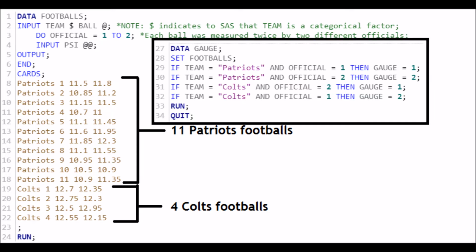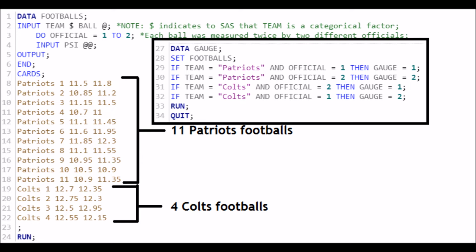Additionally, the Wells report indicates that official number 1 used one gauge to measure the Patriots footballs and a second gauge to measure the Colts footballs, while official number 2 used the second gauge to measure the Patriots footballs and the first gauge to measure the Colts footballs. So here I have created a new dataset that modifies the original dataset in which I have now created an additional variable, gauge. At first, analyzing this data may seem very straightforward.